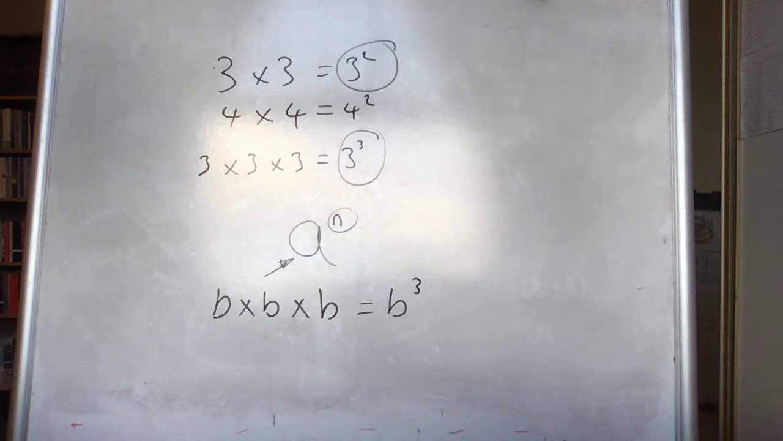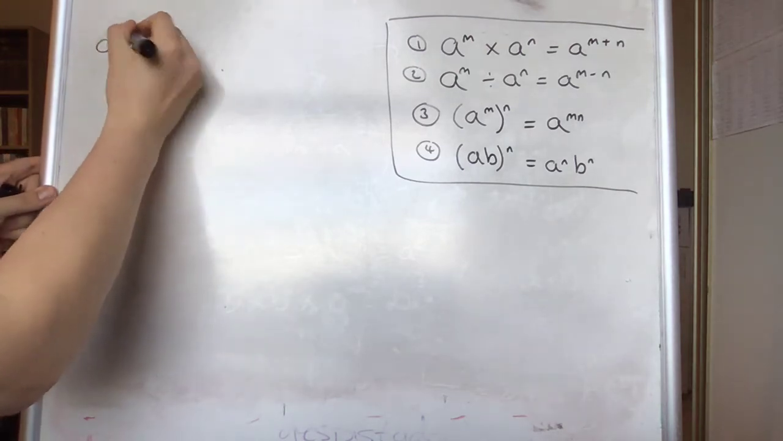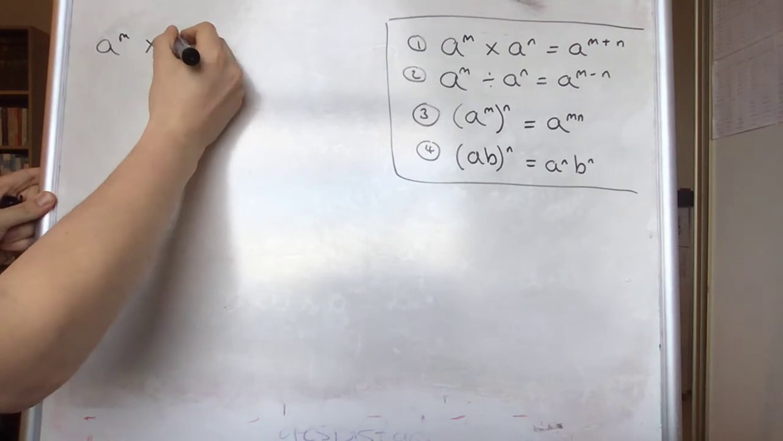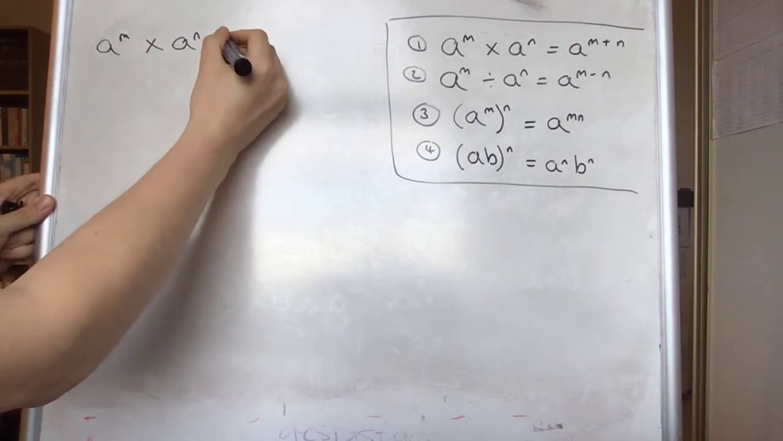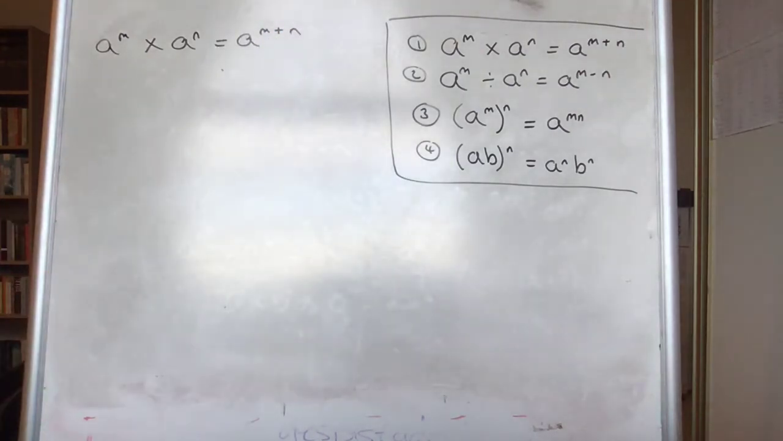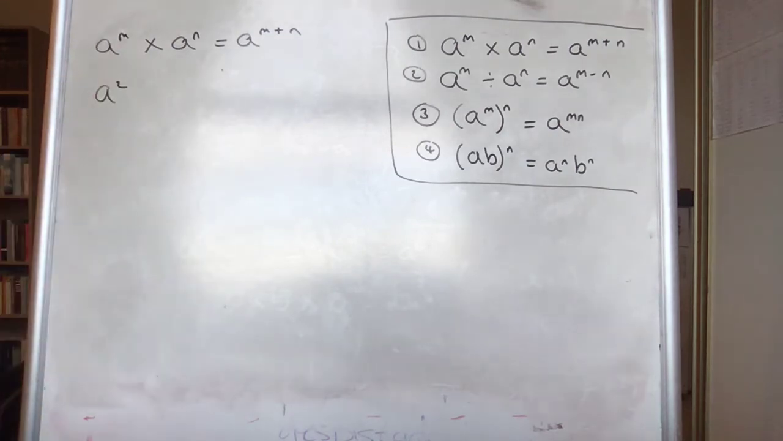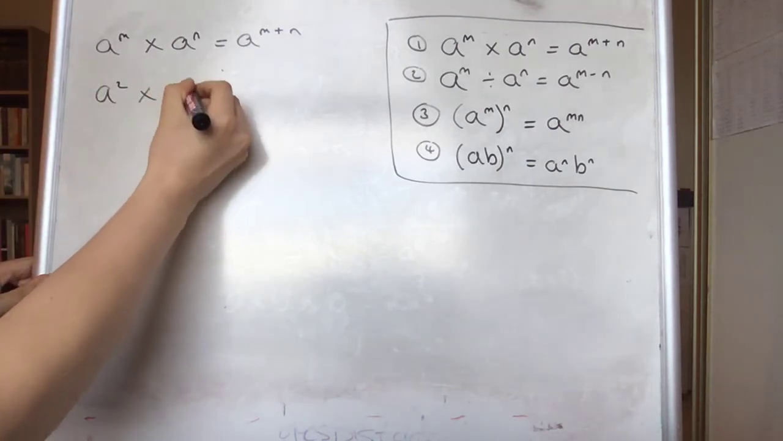Now we understand what indices are, let's look at 4 basic index laws that are super helpful when solving algebraic expressions. The first law can be expressed as a raised to the power of m multiplied by a raised to the power of n, which equals a raised to the power of m plus n. In other words, suppose we have a squared and we multiply that by a raised to the power of 4.